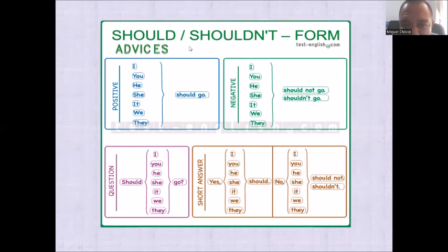For negative, as we saw in the title, we have shouldn't, or we can write it or say it separately: should not. I should not go, you should not go, he should not go, she should not go, it shouldn't go, we shouldn't go, they shouldn't go. The same as the affirmative, it doesn't change. In question, should I go? Should you go? Should he go? Should she go? Yes, I should, or no, I shouldn't. Yes, you should. No, you shouldn't. Yes, he should. No, he shouldn't. Yes, she should. No, she shouldn't.